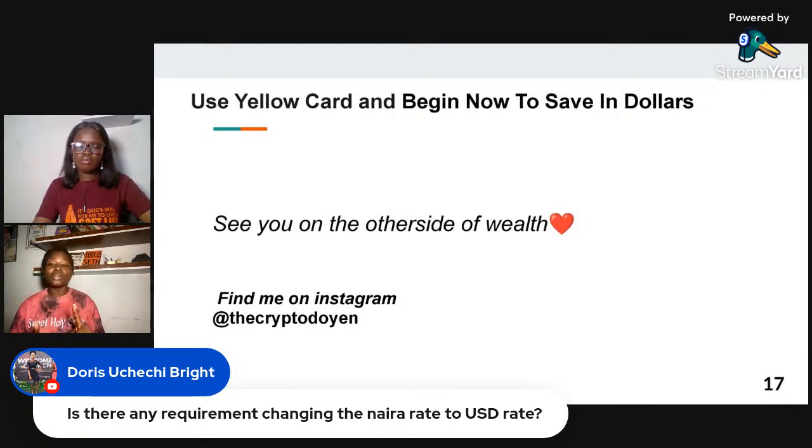There's no charge for transferring from Yellow Card to Yellow Card. So if I'm sending Favor $10 now on Yellow Card to her Yellow Card account, I don't pay any fee, or vice versa. But if I'm sending from maybe another exchange, Binance or KuCoin or any other exchange, I have to pay a gas fee. If I'm withdrawing out of my Yellow Card, I have to pay 100 naira. If you're withdrawing 100,000, you pay 100 naira. If you're withdrawing 1,000, you pay 100 naira. It's a stable price. Fixed rate. Oh, wow, that's amazing.